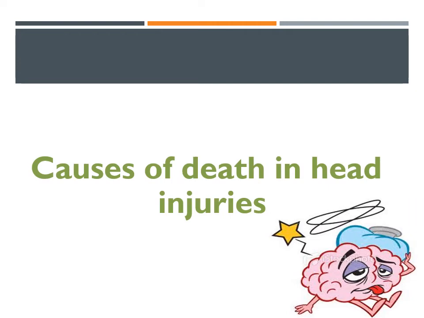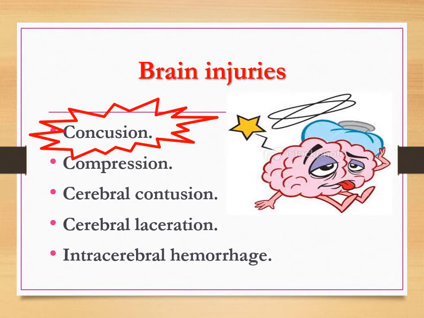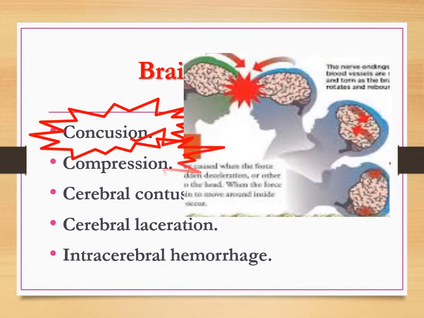Causes of death in head injuries. Brain injuries may be concussion or compression or brain contusion or brain laceration or intracerebral hemorrhage. What are the causes of this important in our sections? They are concussion or brain compression.